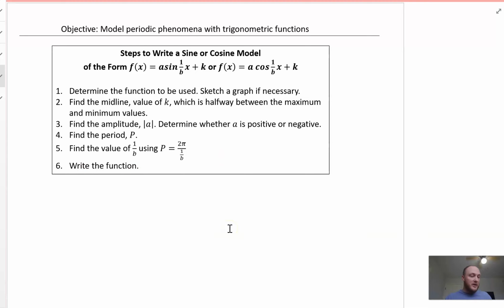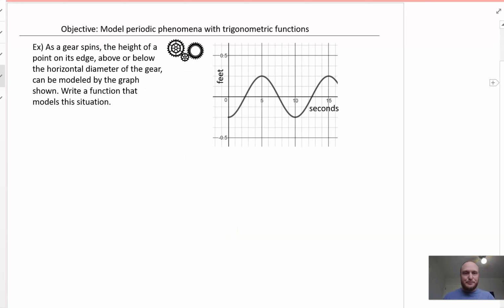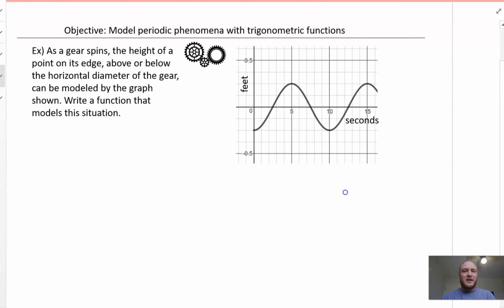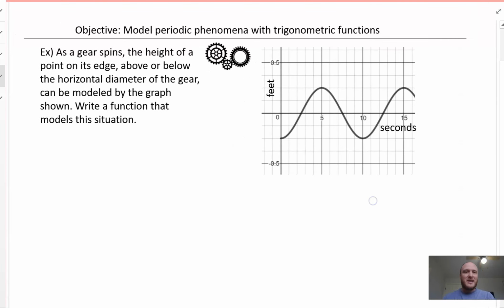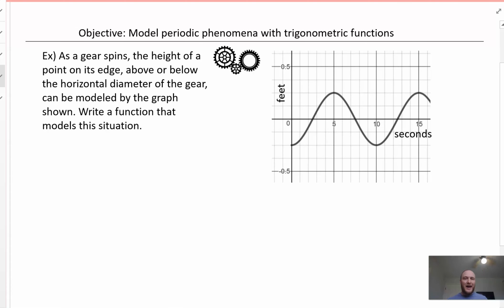Okay, so now that we have a plan, let's look at the first example. All right, so this problem says, as a gear spins, the height of a point on its edge above or below the horizontal diameter of the gear can be modeled by the graph shown. Write a function that models the situation.